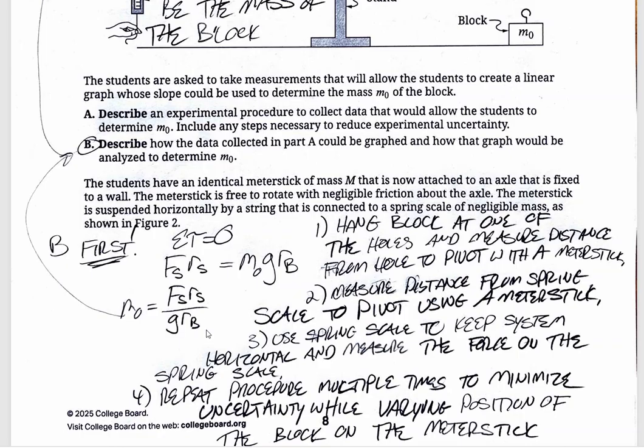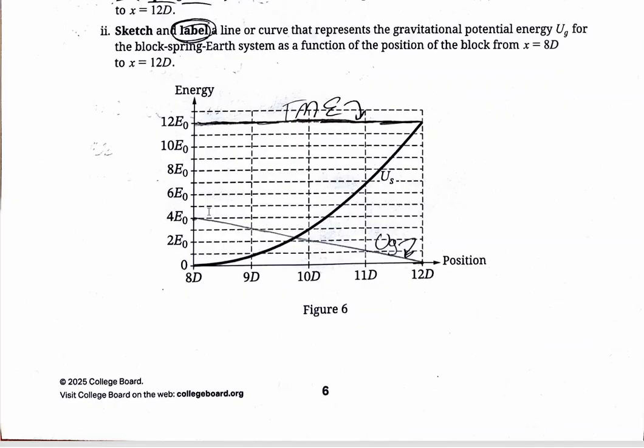You can do a lot. You could have done Fs over g Rb, and then the slope would be Fs over g Rb. Get the slope and multiply by the distance of the spring to the pivot point. All these things are totally fine. Check out their scoring guide.